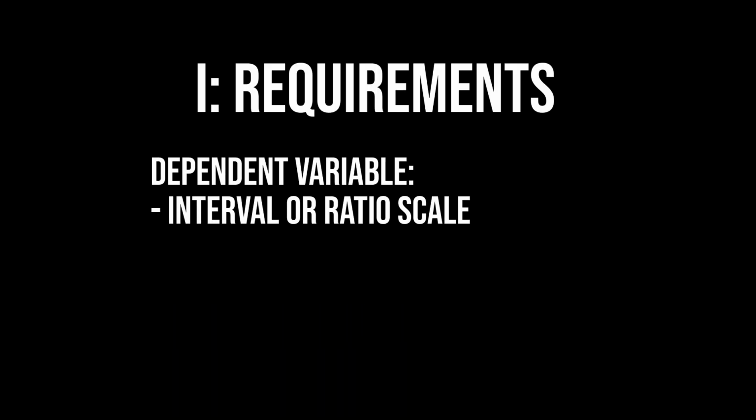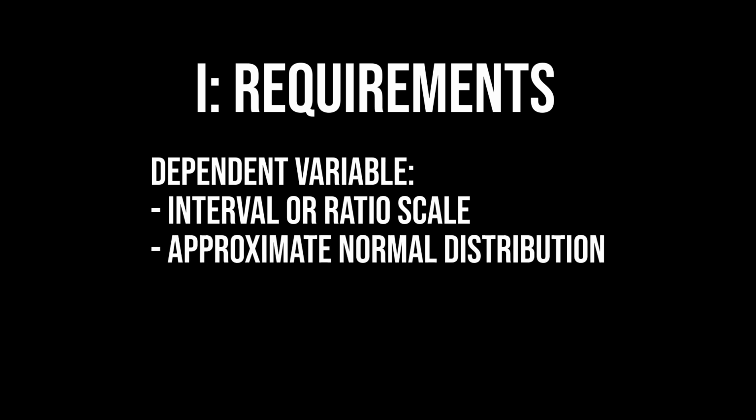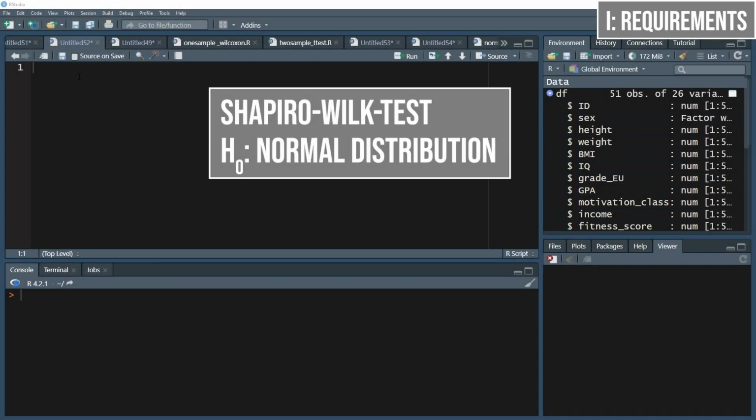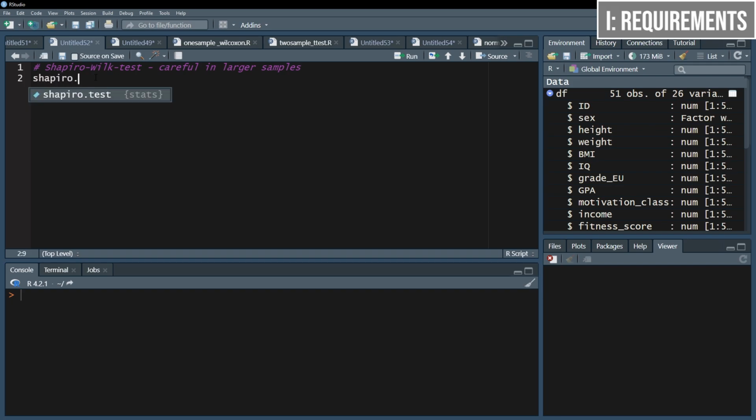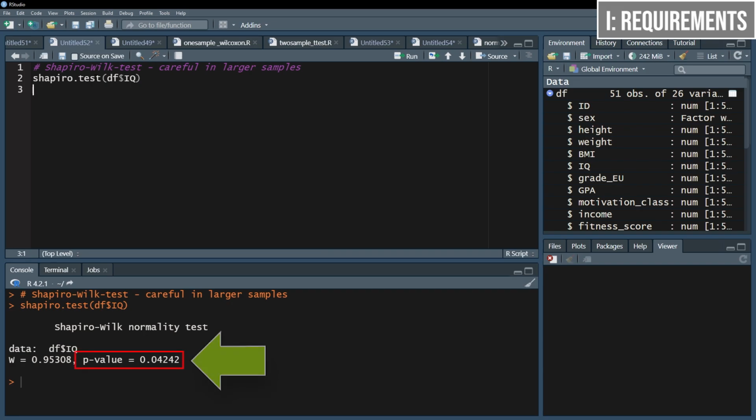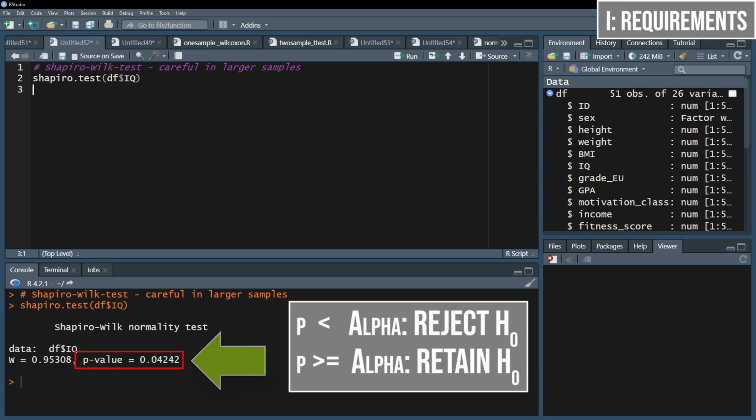average value of 100. Required are a dependent variable on an interval or ratio scale and an approximate normal distribution of this variable. First, you can conduct the Shapiro-Wilk test. Its null hypothesis is that the variable being tested is normally distributed. You can use the shapiro.test function in R and within it your test variable. For example, the variable IQ of my data frame df. If the p-value is below a predefined threshold, you have to reject the null hypothesis of normal distribution. This is not the case for my IQ variable.